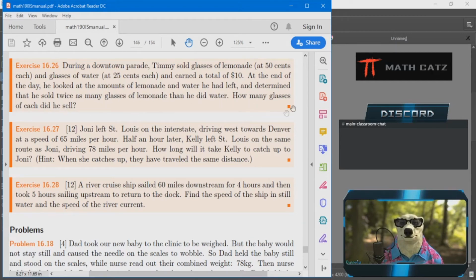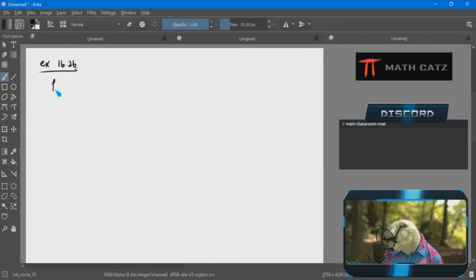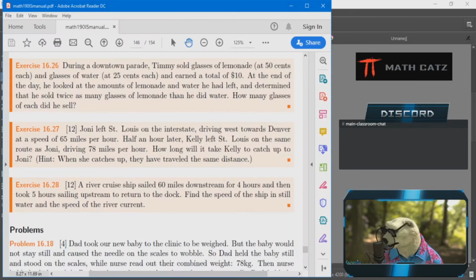Okay, so there's my question sentence at the end. How many glasses of each did he sell? So let's say W represents the number, doesn't represent water, it's the number of glasses of water that is sold.